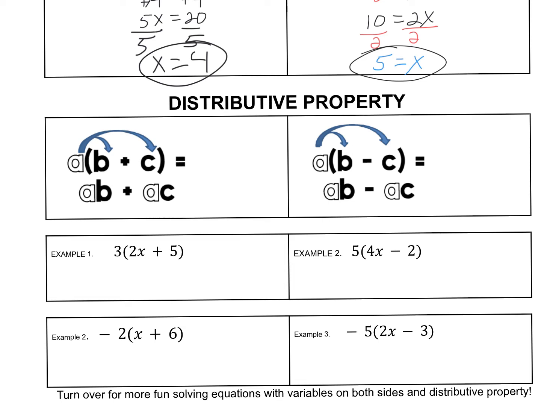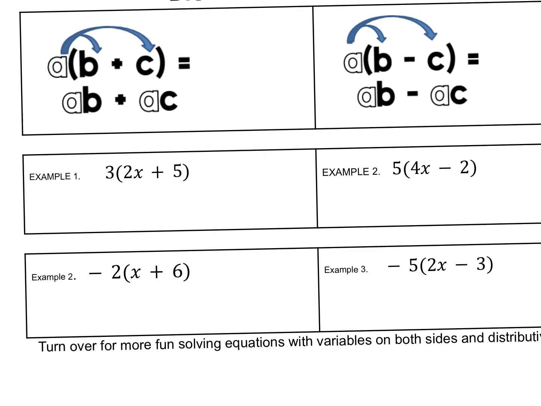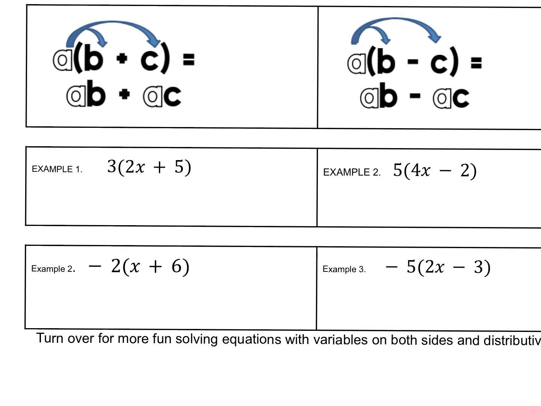So let's take a look at a couple examples, and this will make sense. In example 1, we have 3 times (2x plus 5). Now, you cannot add 2x plus 5. That doesn't equal 7x. This is a variable term, and this is a constant term. They don't go together. It doesn't say 2x plus 5x. So in order to multiply all of this inside the parentheses times 3, we're going to multiply them individually. We're going to multiply the 3 times 2x, and then the 3 times 5.